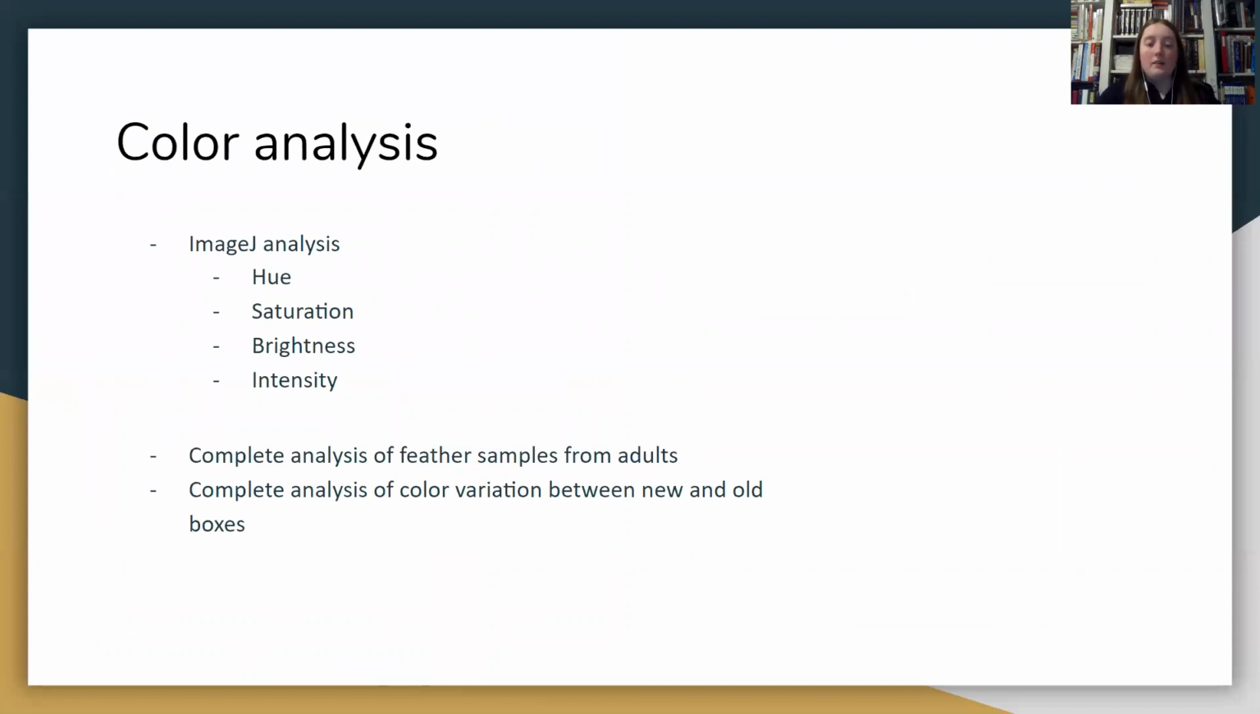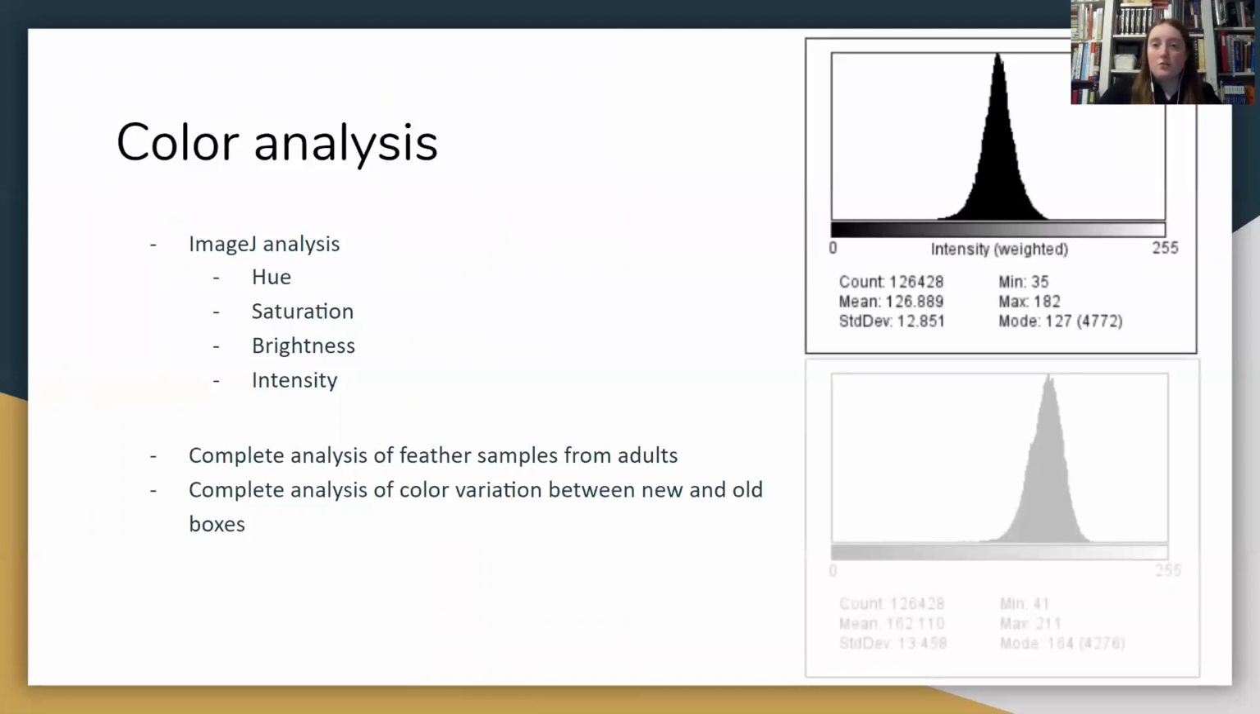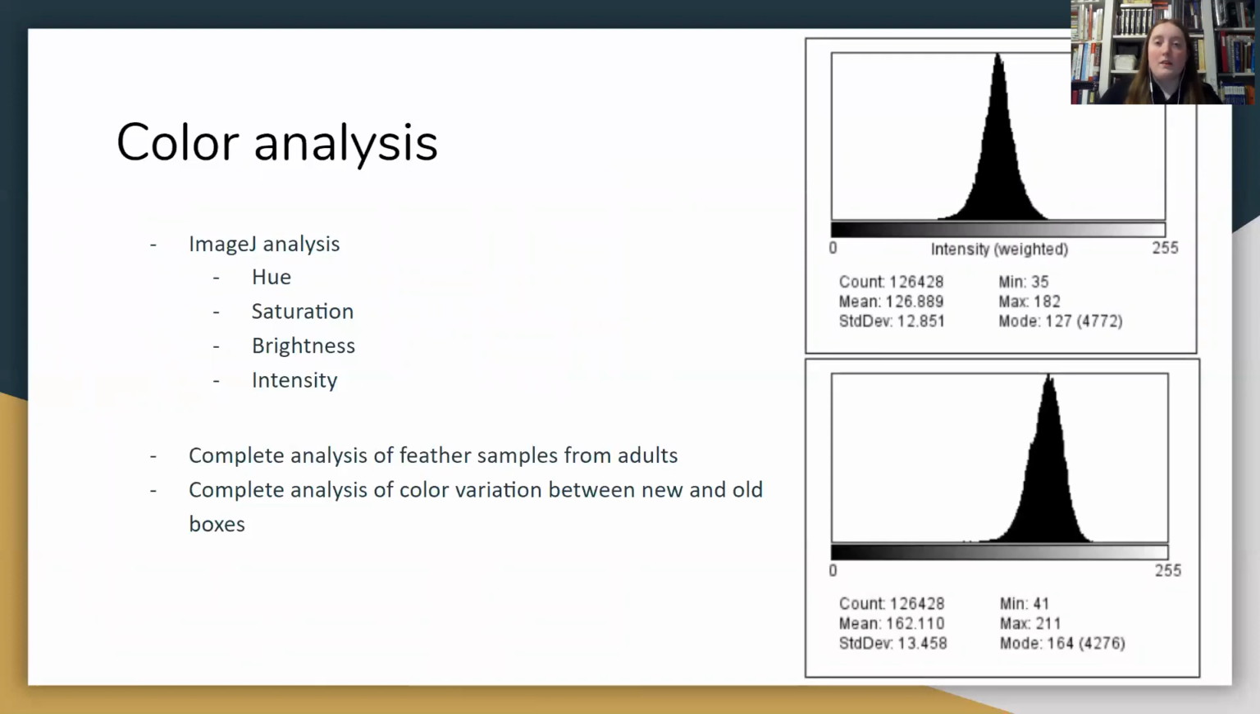So for color analysis of the birds of each nest box, this process is still currently ongoing. Currently, we have analyzed the photo samples of the nestlings and adults taken in the field using a program called ImageJ. So for each photo sample using ImageJ, we were able to generate histograms such as these shown on the right, which give us quantifiable data about different aspects of the coloration of each bird. And these aspects are things like hue, saturation, brightness, and intensity.